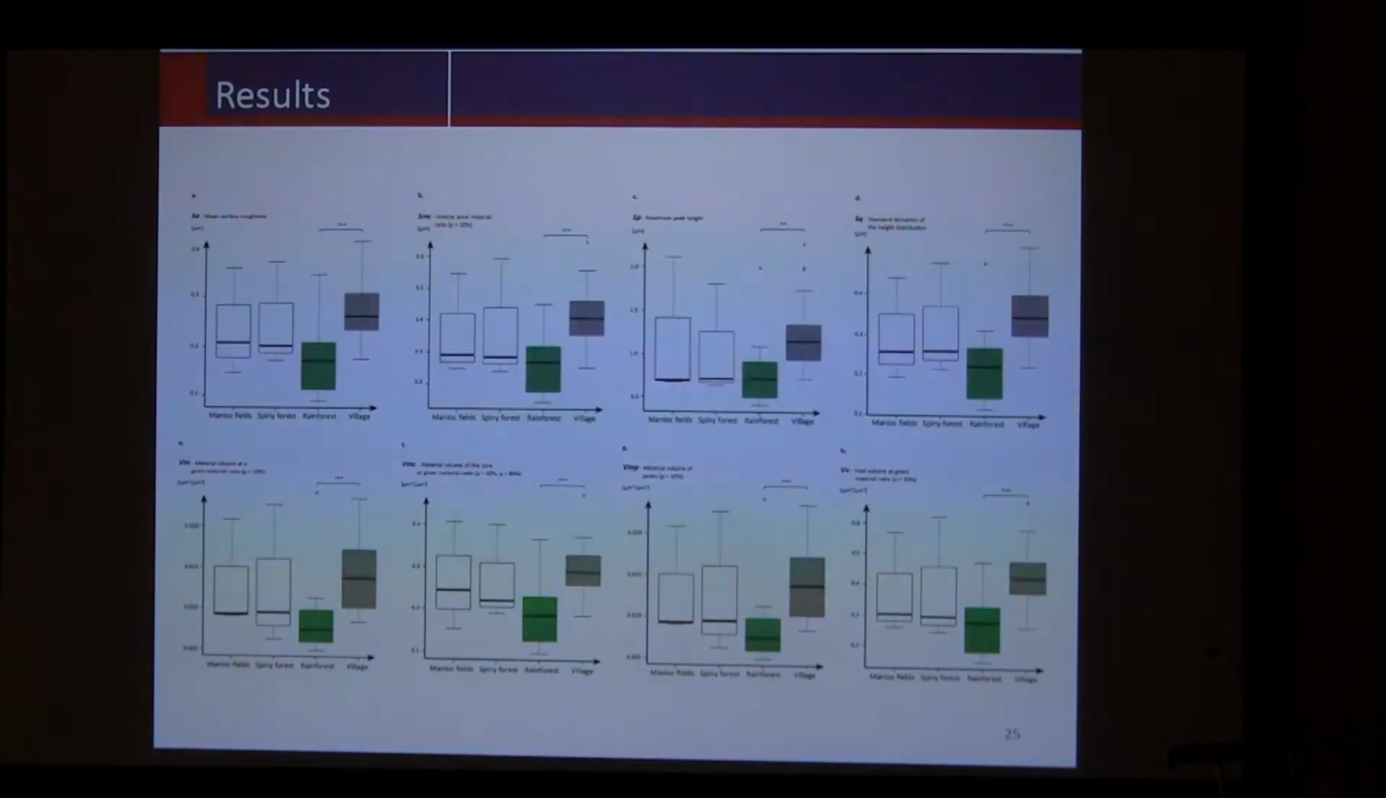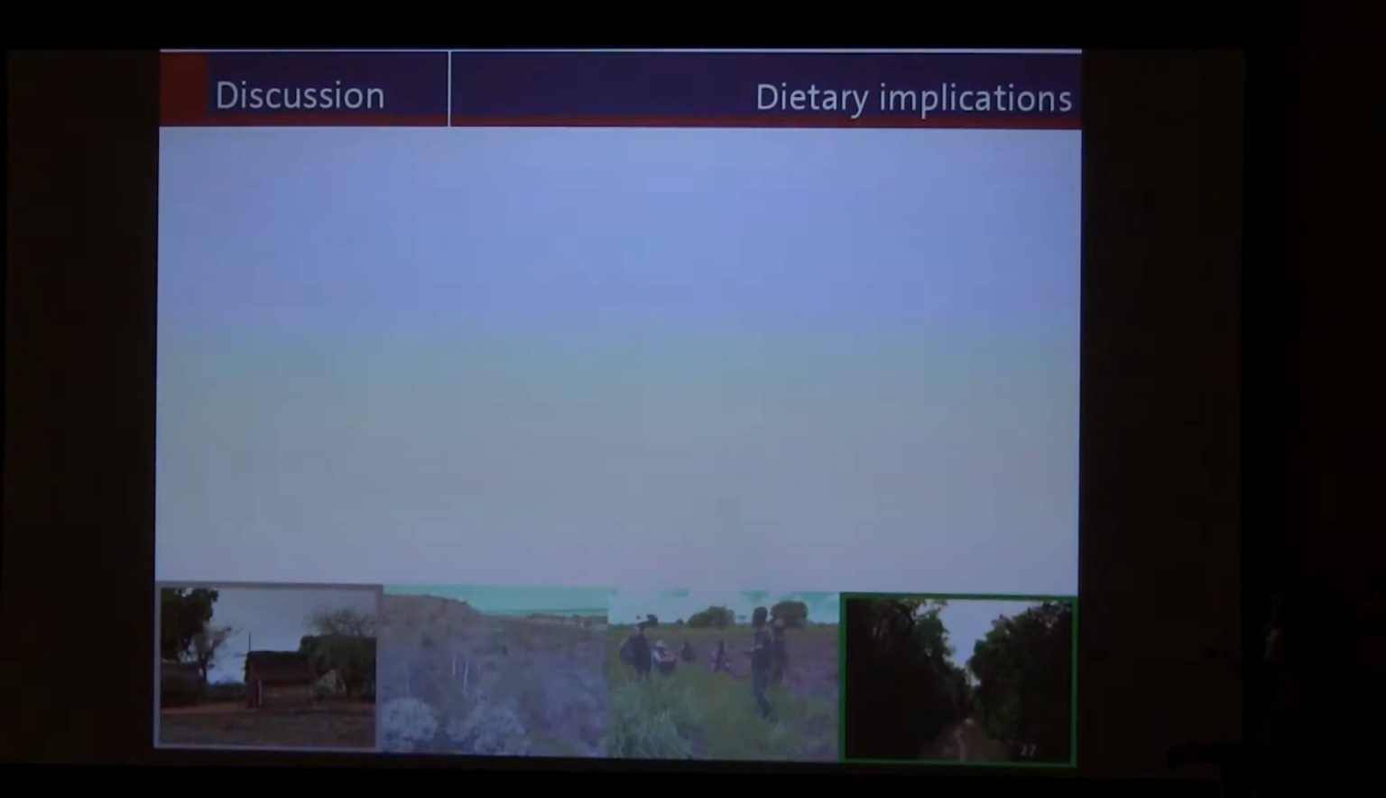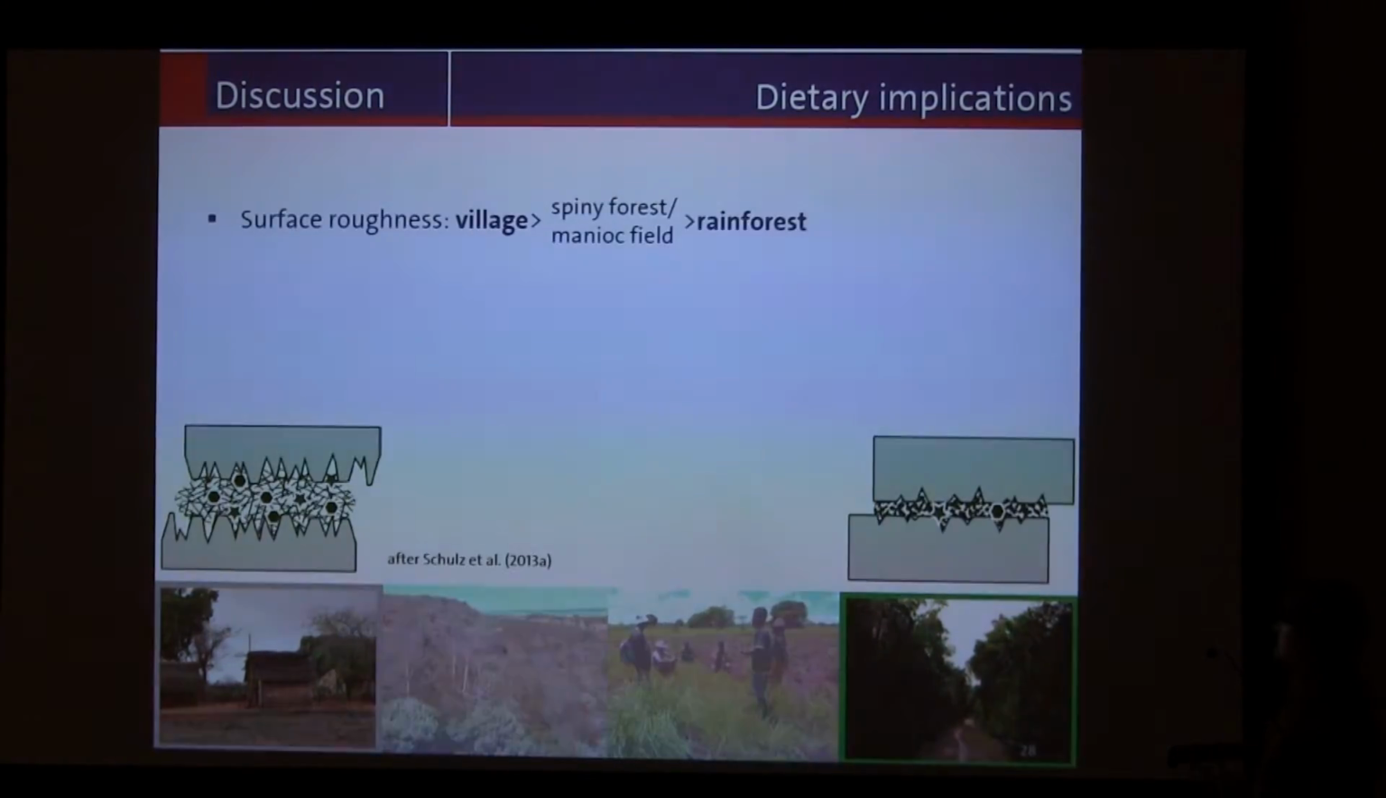And I would like to zoom in on something to remind you that the village and these other 2 sites, the manure field and the spiny forest, were in the dry area. But what we can see is that the median values for manure field and spiny forest are much closer to the rainforest than they are to the village sample. So what does that all mean now? If we organize our surfaces from high roughness to low roughness, we would have the highest roughness in the village sample, followed by the spiny forest and the manure field, and then the rainforest.